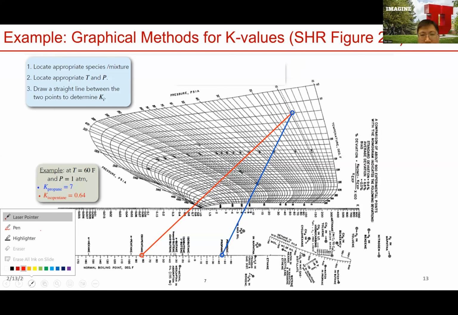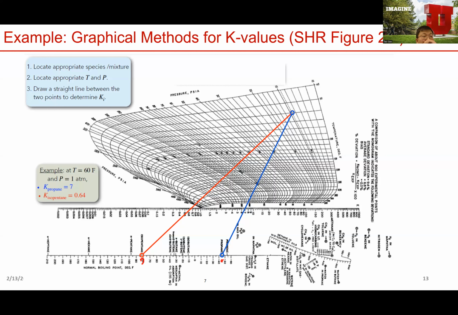Okay, so you have propane here, and you have isopentane here. Now what you need to do is just draw a straight line between the propane here to the point where the temperature and pressure sits. This straight line will intersect with the K value axis. And this intercept is where you can read off the K value of propane. In this case, it's 7 for propane and 0.64 for isopentane.